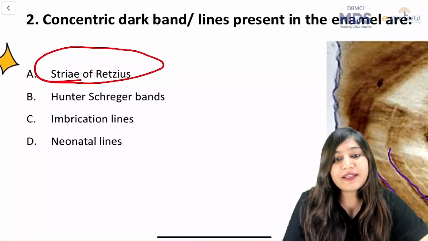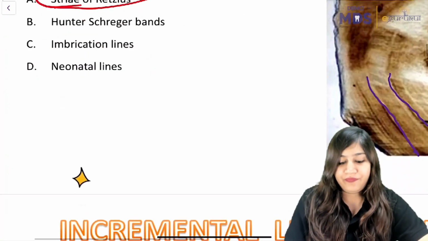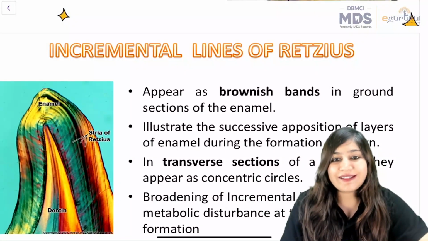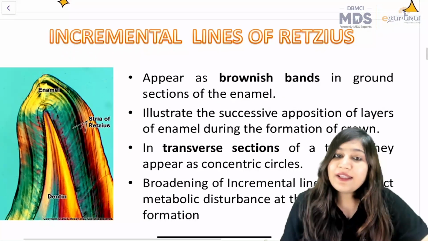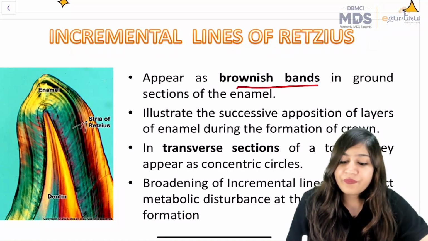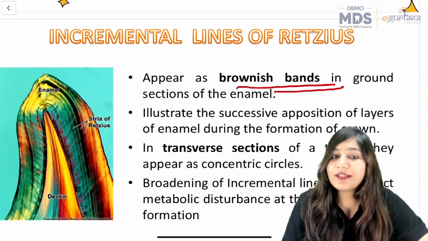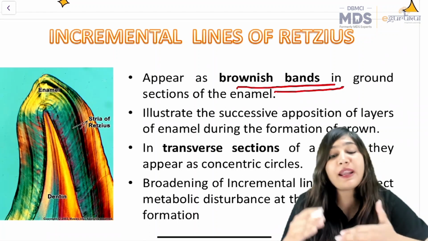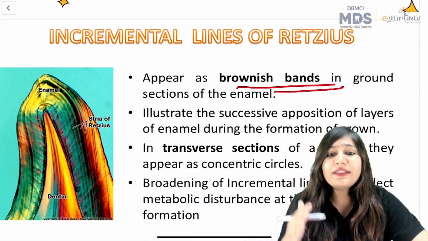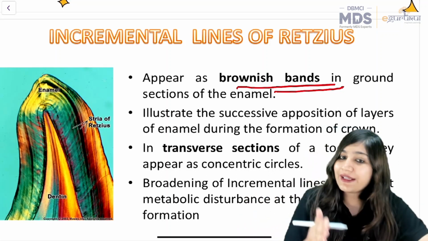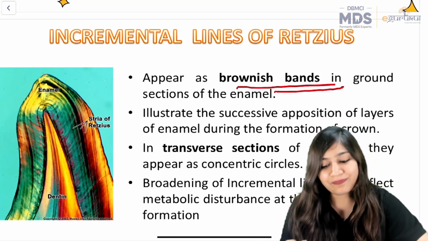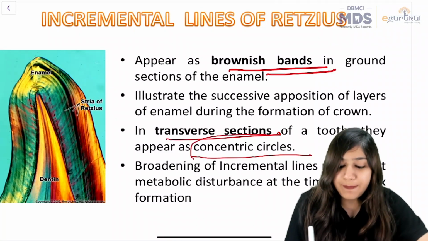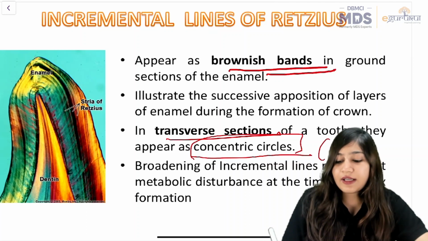Why striae of Retzius? What are striae of Retzius? So we will discuss. Incremental lines of Retzius. What are they? They appear as dark band, brownish band in ground section. They mainly illustrate what? Incremental deposition of enamel, rhythmic deposition of enamel with period of activity as well as period of rest. In transverse section, they appear as concentric circles.